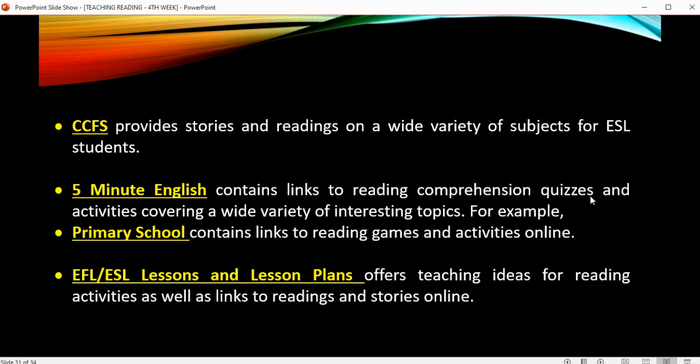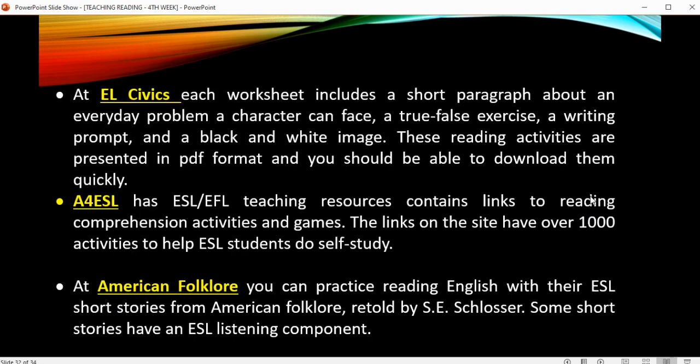Another one is the CCFS, which provides stories and readings on a wide variety of subjects for ESL students. Another one, 5-Minute English, contains links to reading comprehension quizzes and activities covering a wide variety of interesting topics. Primary School contains links to reading games and activities online. EFL and ESL lessons and lesson plans offers teaching ideas for reading activities as well as links to readings and stories online. No? So here you have these web pages to practice more the reading comprehension or reading skill.